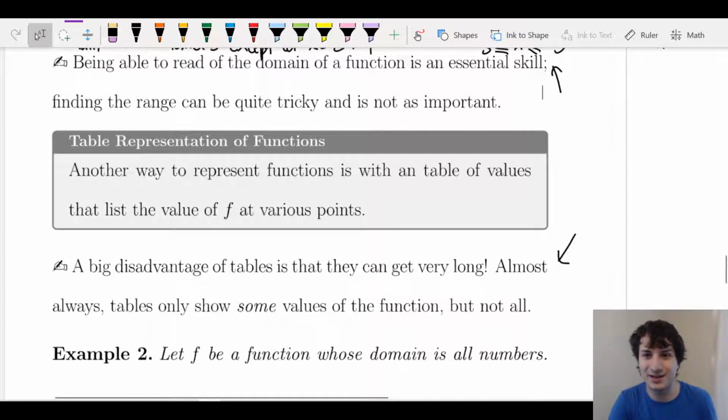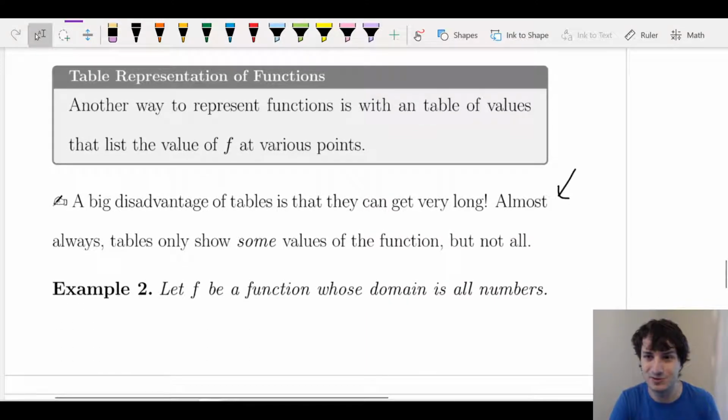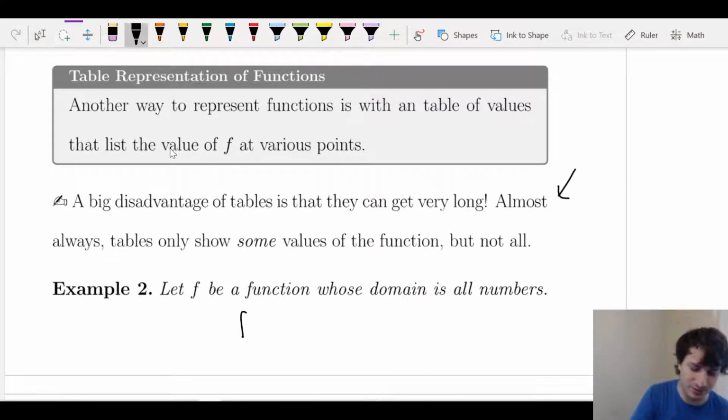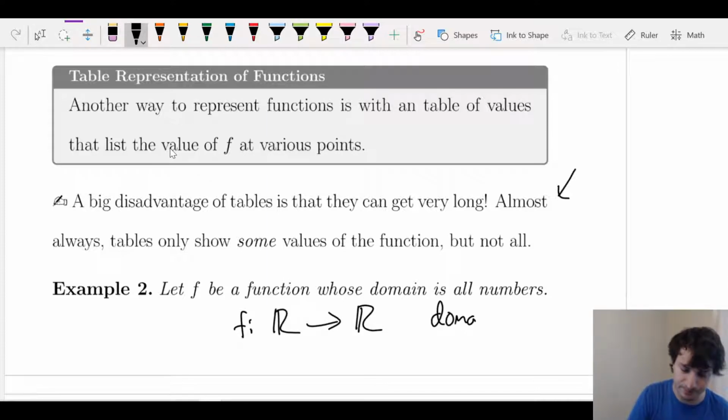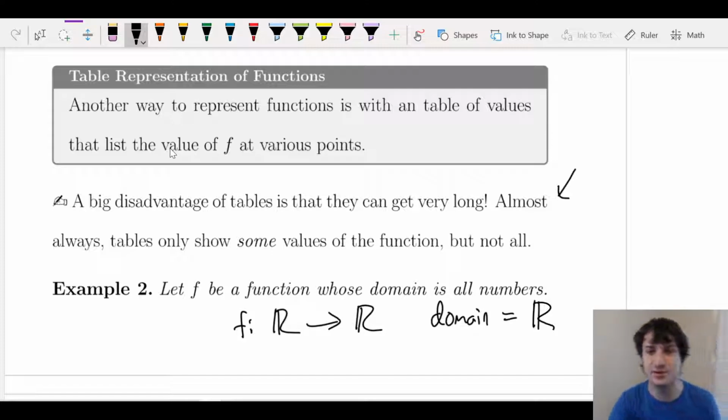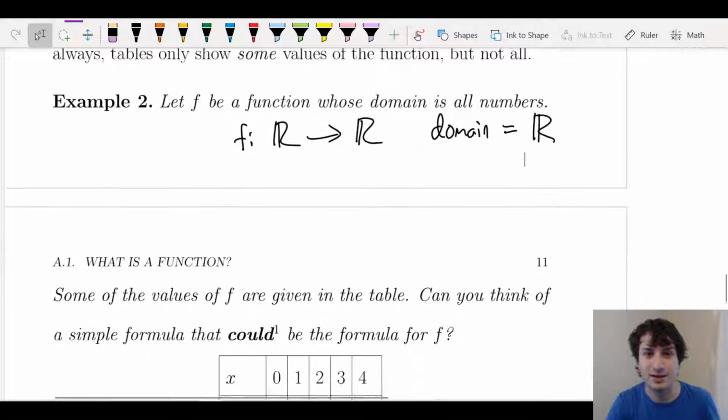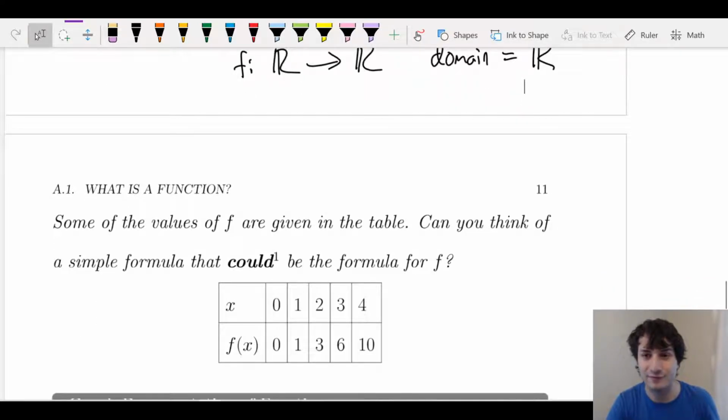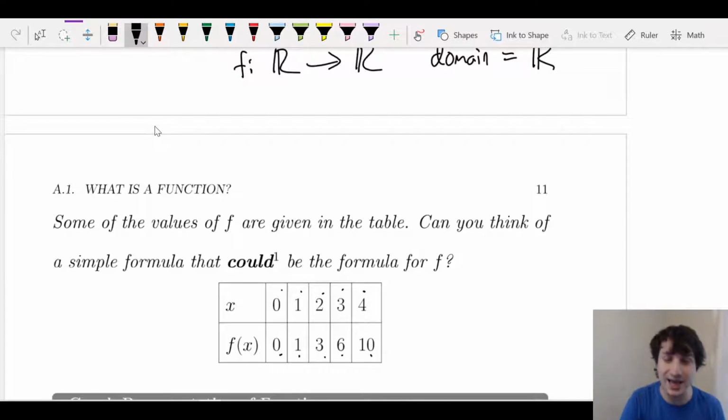So here's an example. Suppose f is a function whose domain is all numbers. So it's some function from R to R whose domain is all numbers. So the domain is everything, R. Here are some of the values of f. Can you think of a formula that could be the formula for f? And it's a nice pattern here. So the x values go 0, 1, 2, 3, 4. And the f values, they go 0, 1, 3, 6, 10. So these are called triangle numbers.